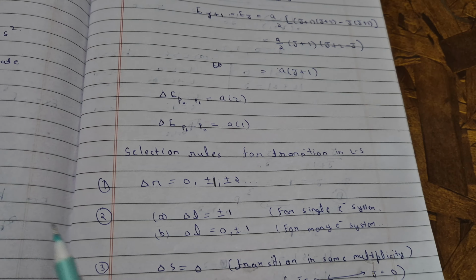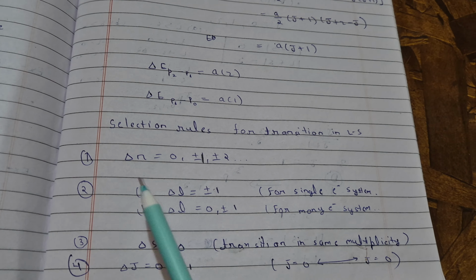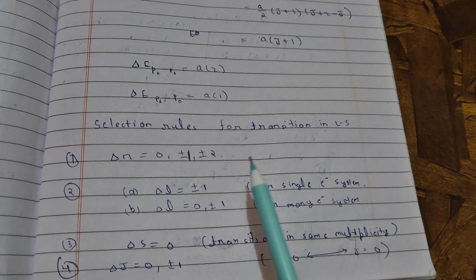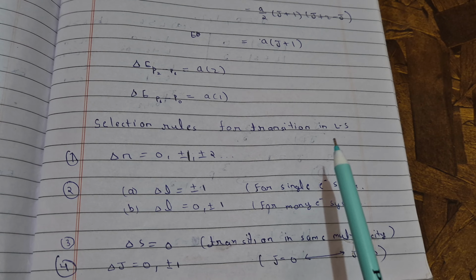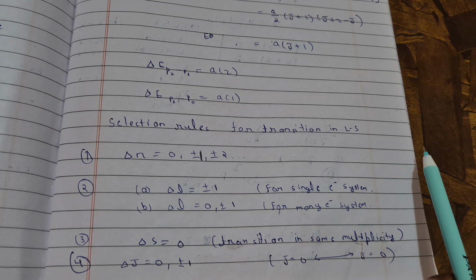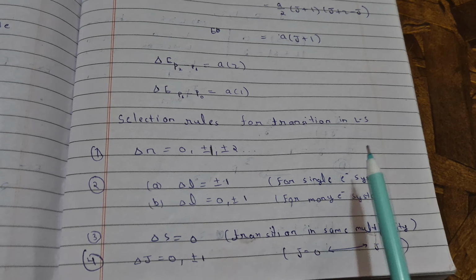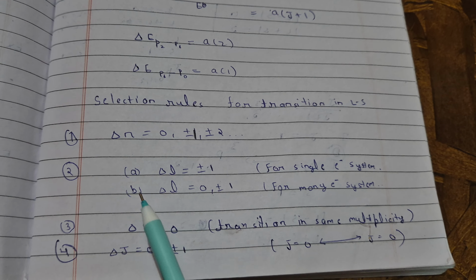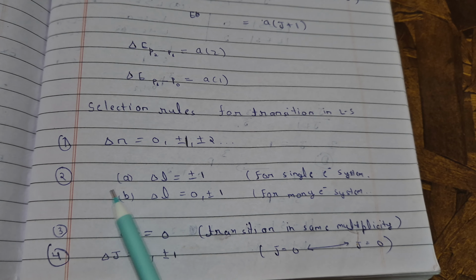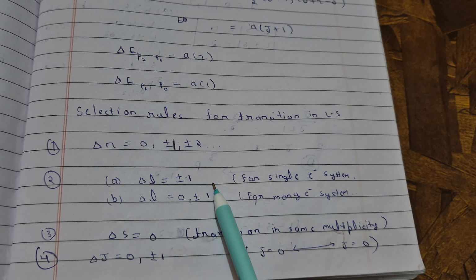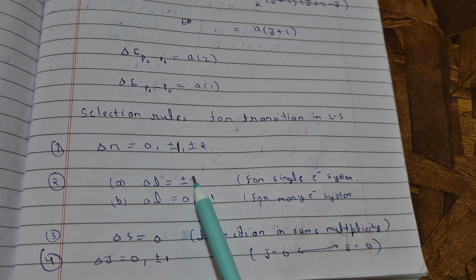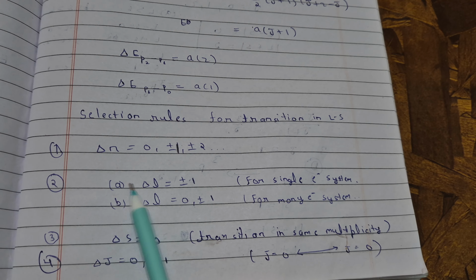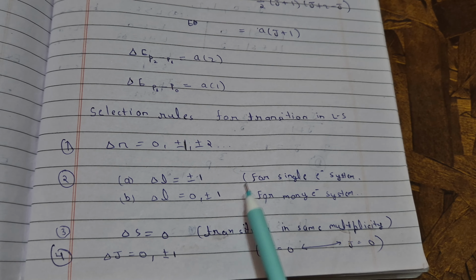Now there are some selection rules you must remember for transitions in a multi-electron system. These are electric dipole transitions, and they follow some rules because their parity changes. You just need to remember these rules. Delta n can be 0, plus minus 1, plus minus 2, or plus minus 3 and so on. And delta L can be plus minus 1; for a one electron system it must be plus minus 1, but for a many electron system it can be 0 also, and plus minus 1.